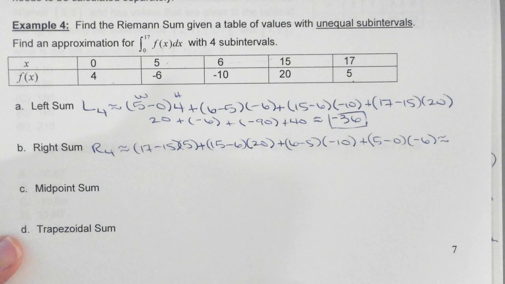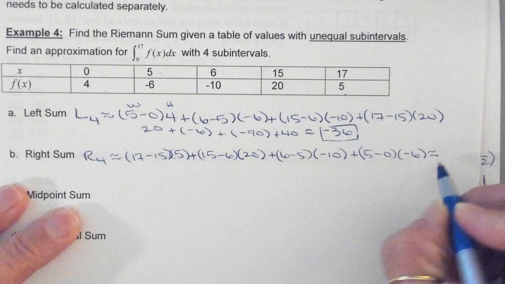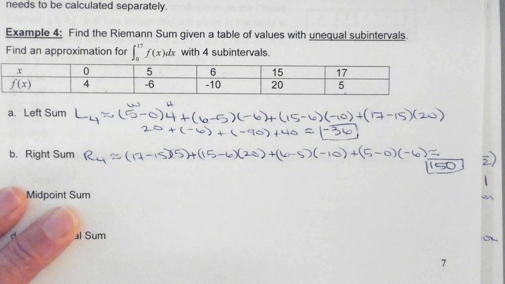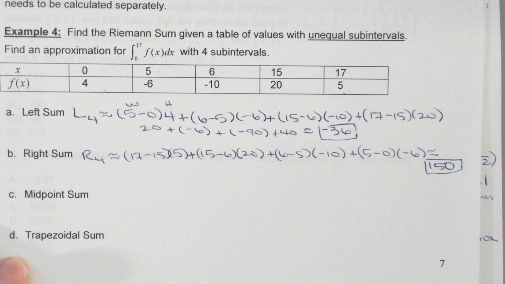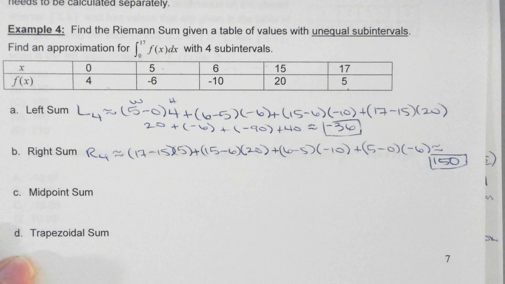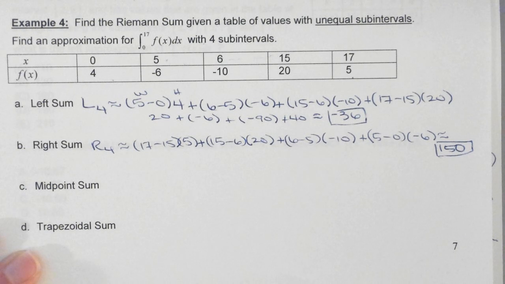What's your crazy answer? That's right. It's approximately 150. Okay, so what did I say about unequal subintervals? Anyone remember? I said it at the beginning, you probably don't remember. It is the crudest because we don't know what the pattern is. It's all over the place.